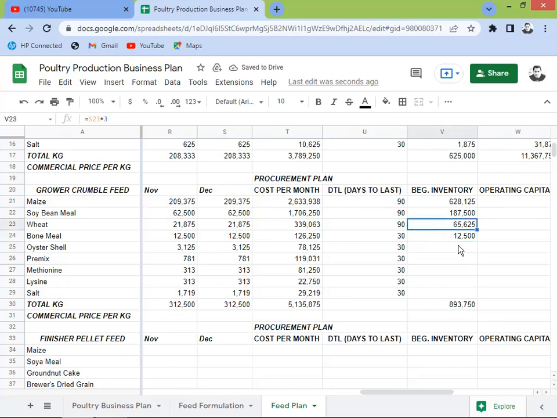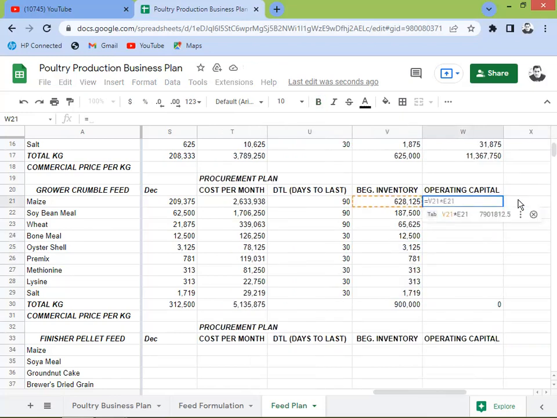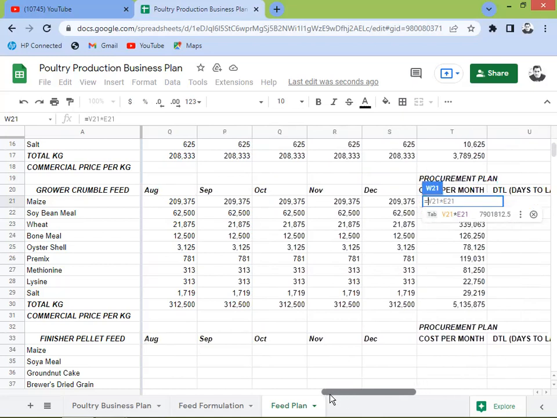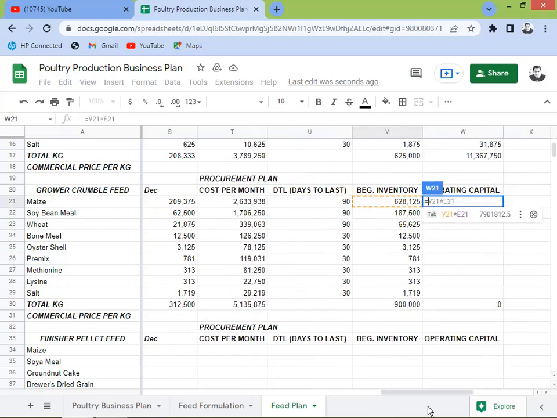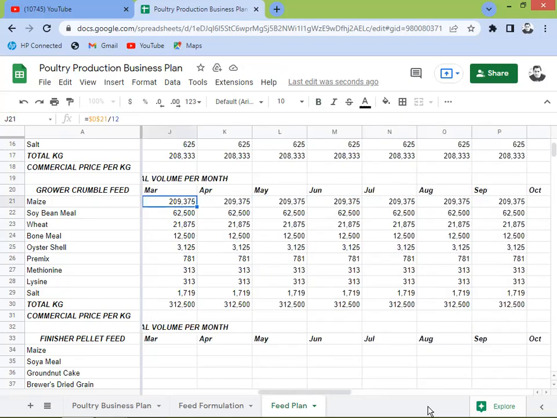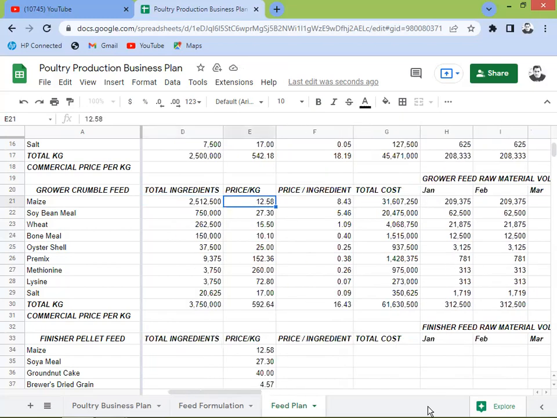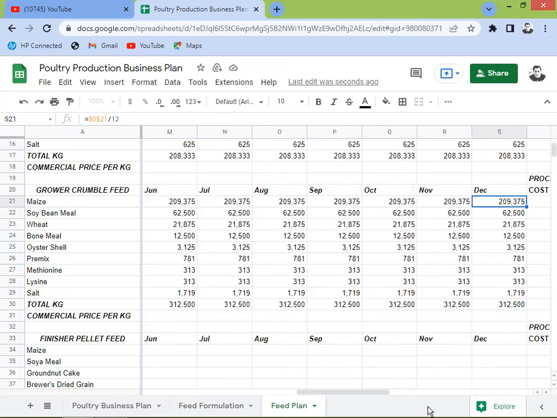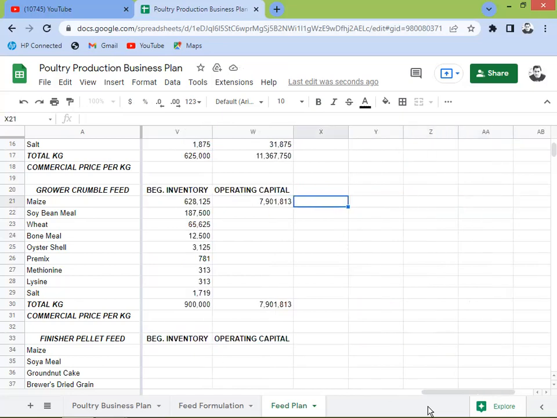And then again, copy it down. And for our operating capital, so that we know how much money we need, just multiply that by the already suggested E21. What is E21? Let me find out. Okay, let me enter it. Okay, E21. What is E21? Is that the price? If this is the price, then that would be okay. Price per kilogram, that's okay. Okay, Google Sheet is right. Okay, and then pull it down to copy everything else.